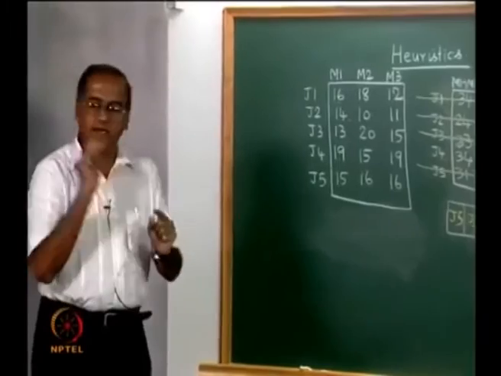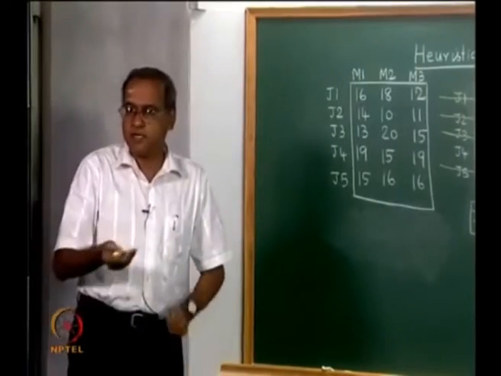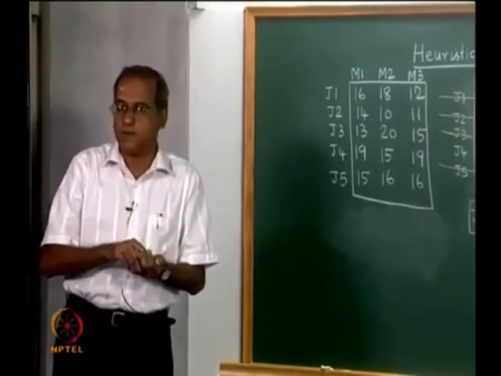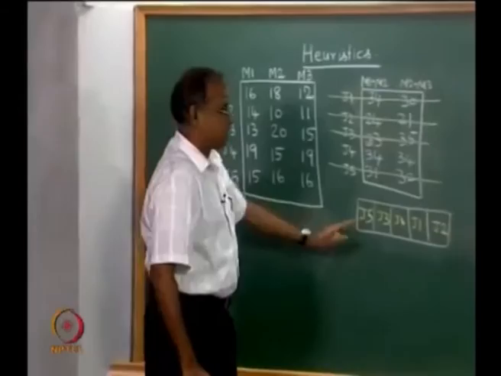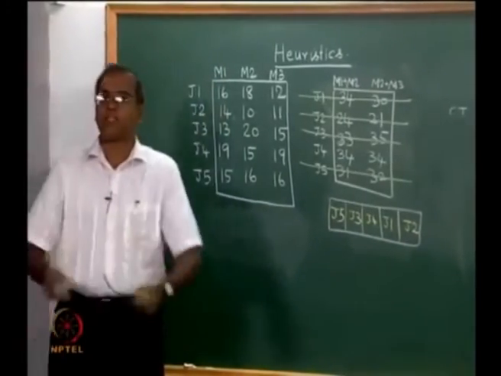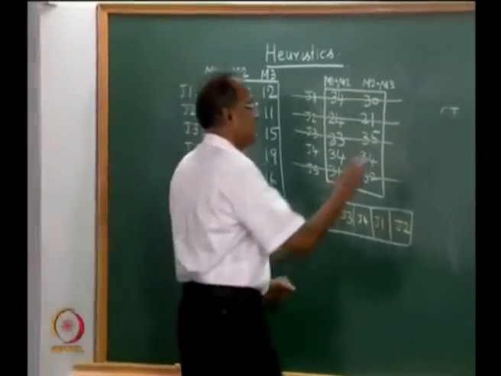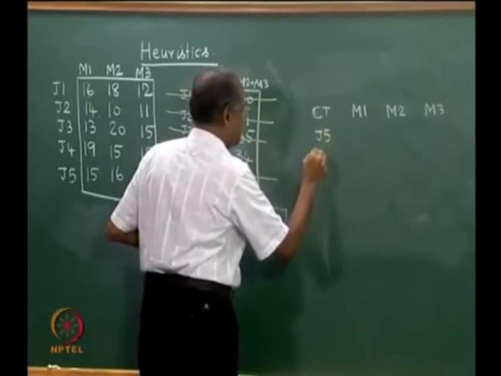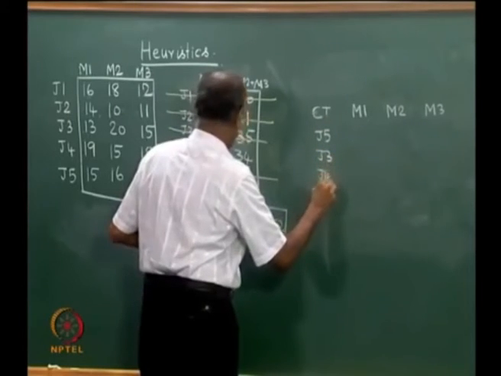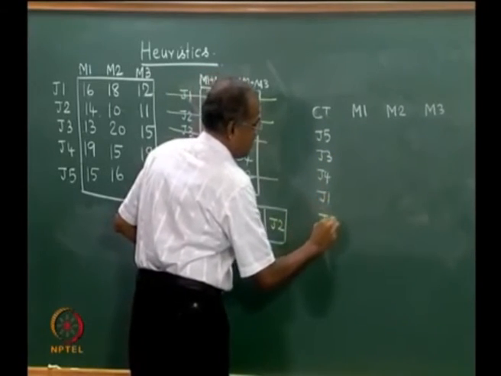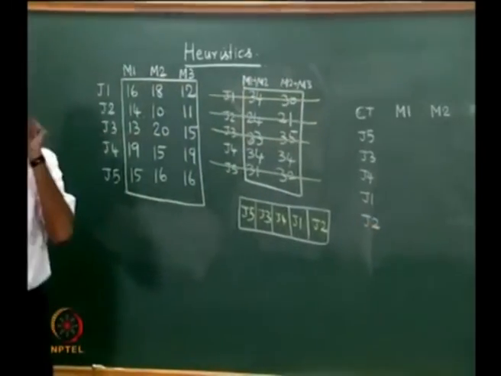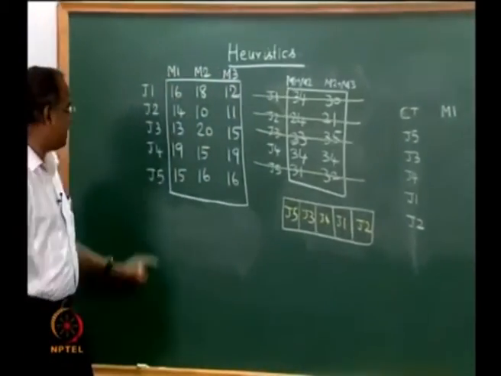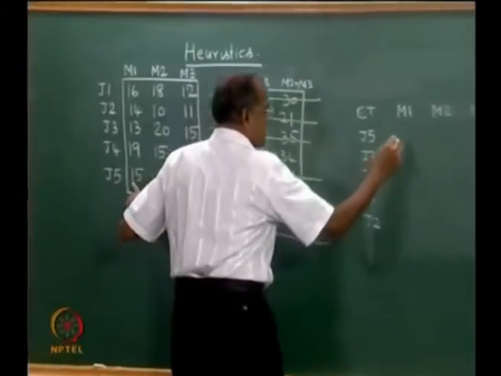So when we apply the extended Johnson's algorithm for the 3 machine into this, knowing fully well that it may not give the optimum solution, we get a sequence like this. Now let us find out the completion times for this sequence. The sequence is J5 first, J3, J4, J1, J2. Now the make span associated with this is J5 starts at 0 and finishes at 15.